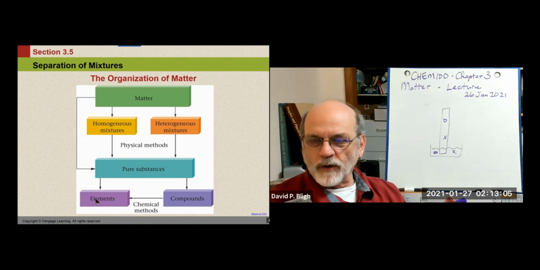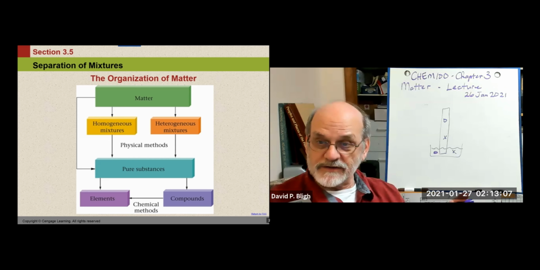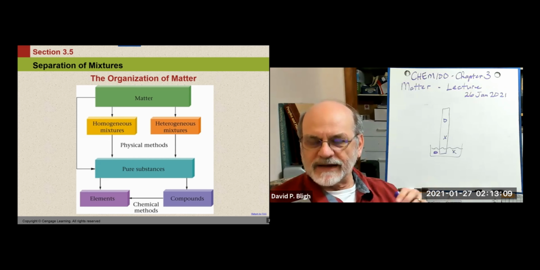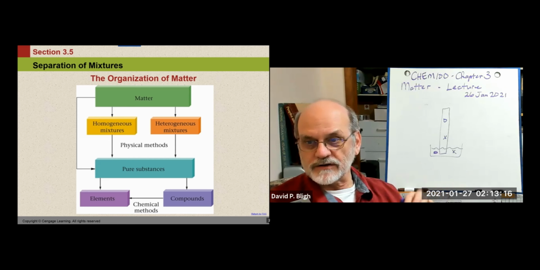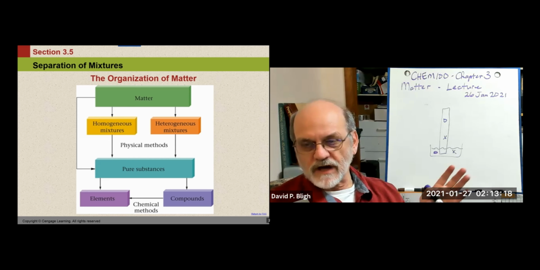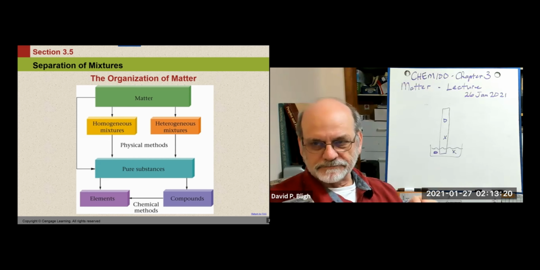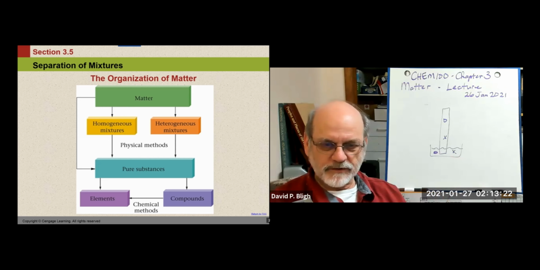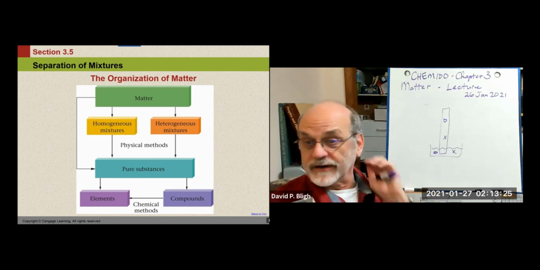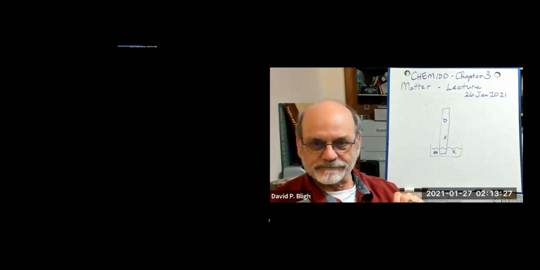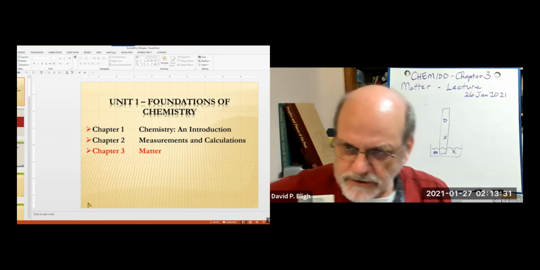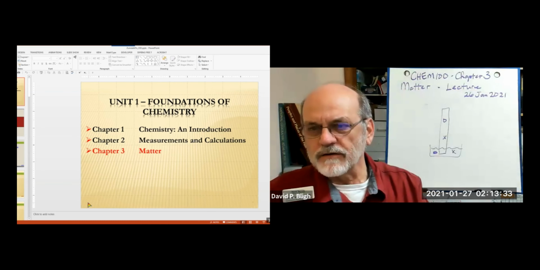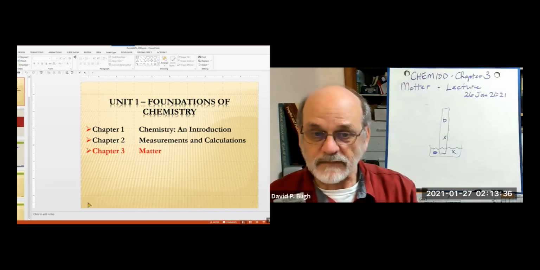But the reformed bonds for elements only occurs with the diatomics. All the other elements, well, I shouldn't say that, because some elements are not just diatomic, they're tetraatomic or octaatomic. But I'm not going to go there for you guys unless it's necessary at some later date. Okay, so that's a description, a discussion of matter in chapter 3.